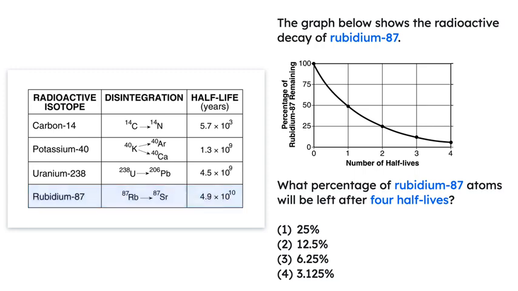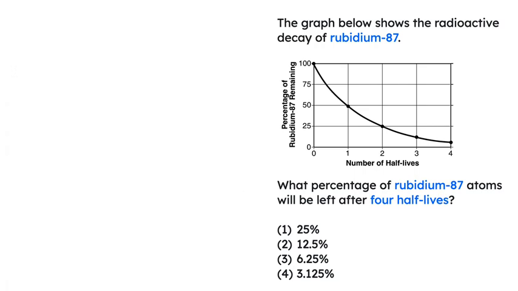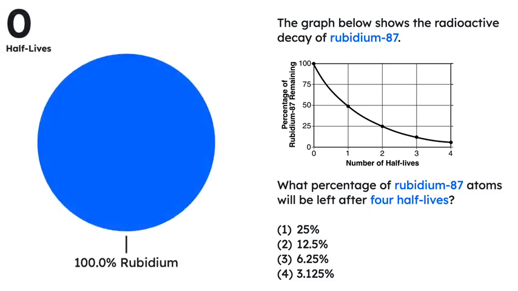So I'm actually going to move away my chart for a second, and we're going to pull in a simple pie chart. Starting with 0 half-lives, at that point, we have 100% of our rubidium. Fast forward 1 half-life, and we have 50% of rubidium and 50% of its daughter product, strontium. Fast forward to 2 half-lives, we're down to 25% rubidium. 3 half-lives, we cut it in half again, we're at 12.5. And then finally, after 4 half-lives, we're down to 6.25% rubidium.